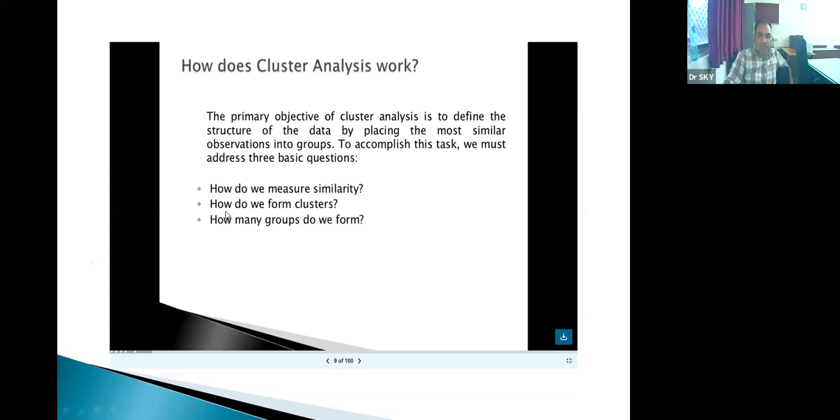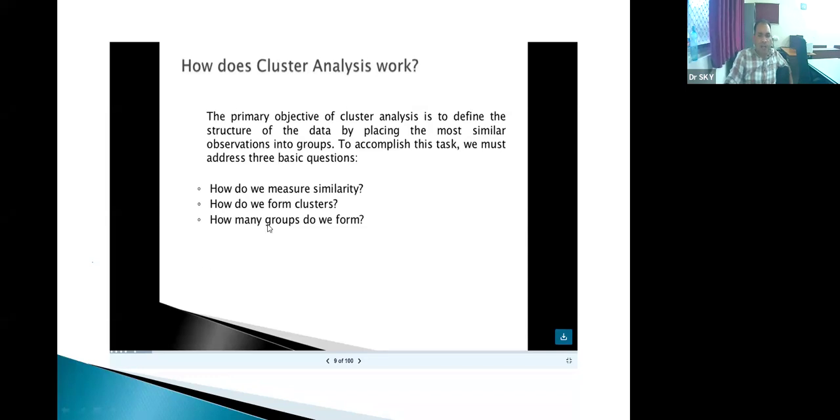And the second question is, how do we form clusters? What is the basis of forming the clusters? How are you making the clusters? We'll be discussing that there are two methods for hierarchical cluster analysis: either we will use the agglomerative method or we use the divisive method. So how do we form the clusters?